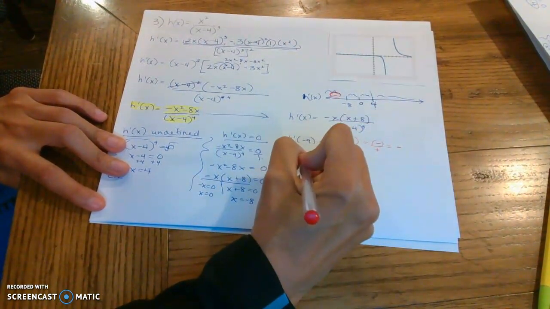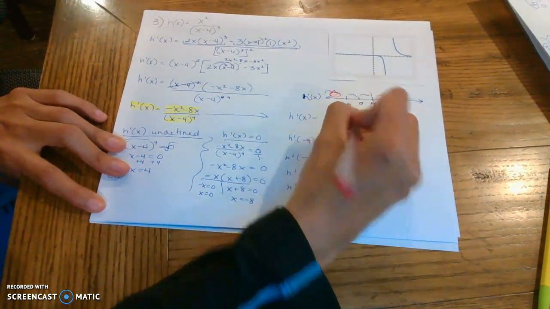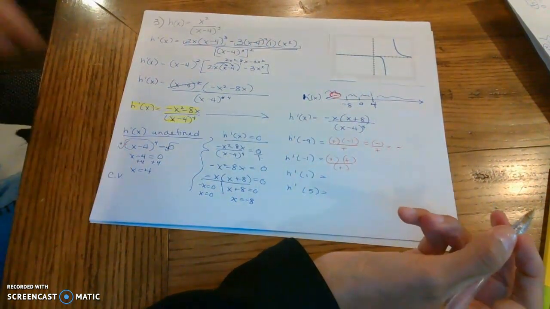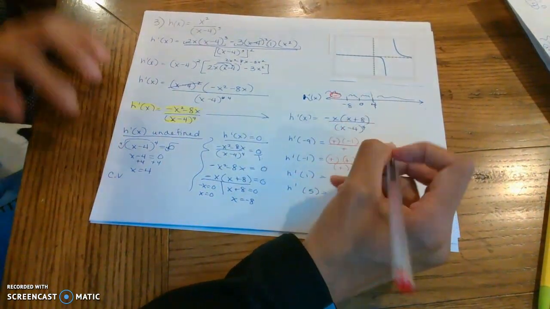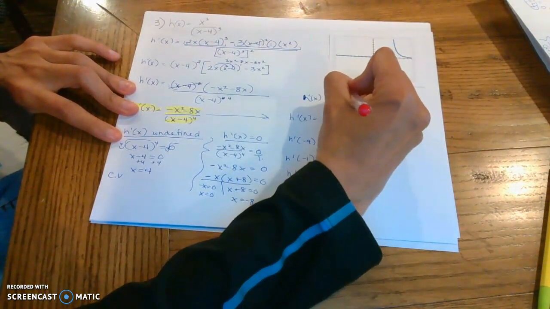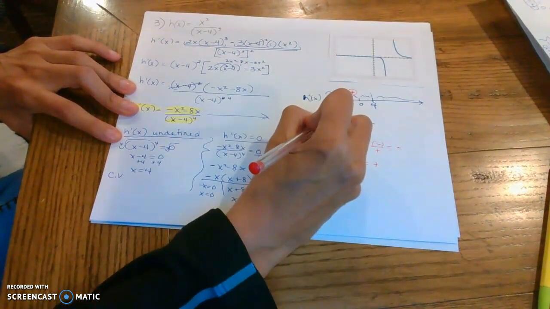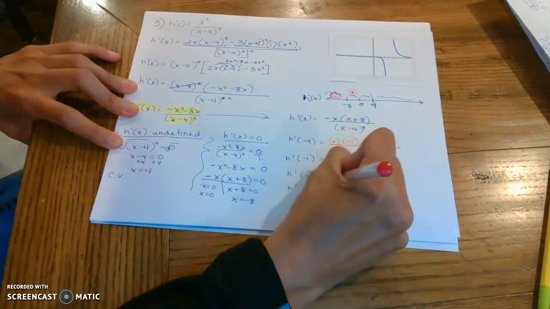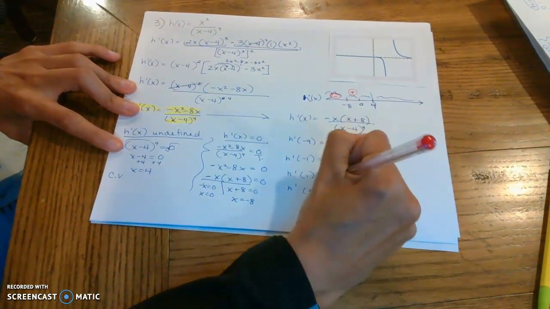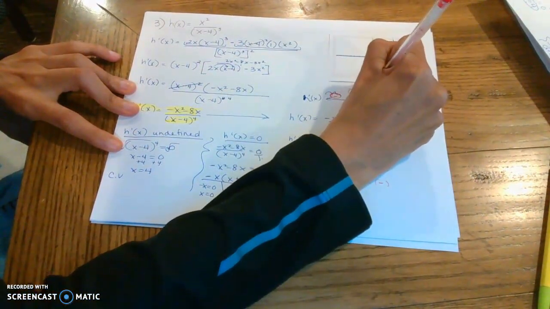Now, the next one, when I plug in negative 1, a negative is a positive. Negative 1 plus 8 is a positive. Always over a positive. And that's going to give me a positive in that section. So this here is positive from negative 8 to 0. When I plug in 1, a negative times 1 is a negative. 1 plus 8 is a positive. And this is always going to be positive. That's going to give me a negative value here.